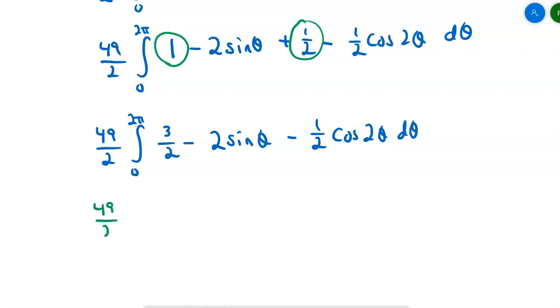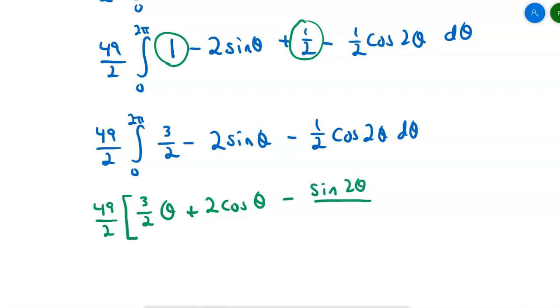So let's leave the 49 halves on the outside. When you integrate with respect to theta, that 3 halves becomes a 3 halves theta. Minus, now if you integrate sine, you'll get negative cosine. So negative negative makes a positive. So plus 2 cosine theta. When you integrate cosine, you get sine. So you get minus sine of 2 theta. But now divided by 2, right? That's a chain rule from the cosine of 2 theta. And then the other 2 is already there, so I end up with a 4.